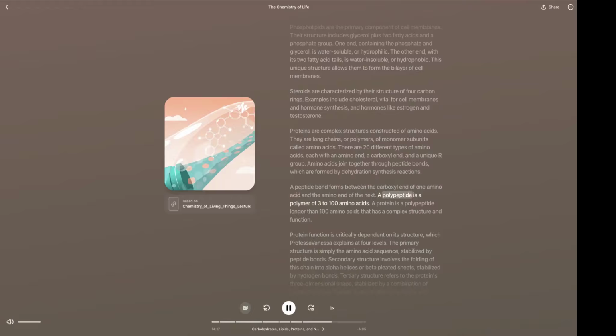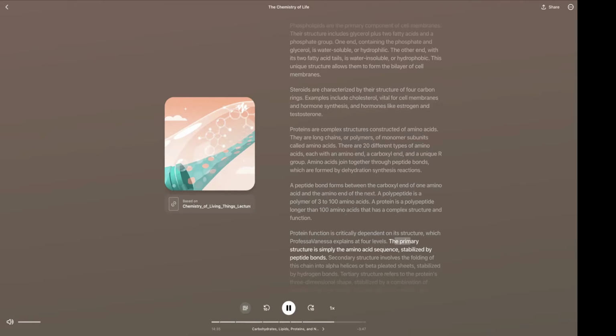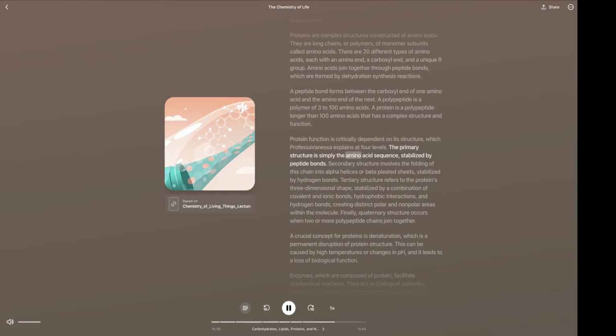A polypeptide is a polymer of 3 to 100 amino acids. A protein is a polypeptide longer than 100 amino acids that has a complex structure and function. Protein function is critically dependent on its structure, which Professor Vanessa explains at 4 levels. The primary structure is simply the amino acid sequence, stabilized by peptide bonds. Secondary structure involves the folding of this chain into alpha helices or beta pleated sheets, stabilized by hydrogen bonds.